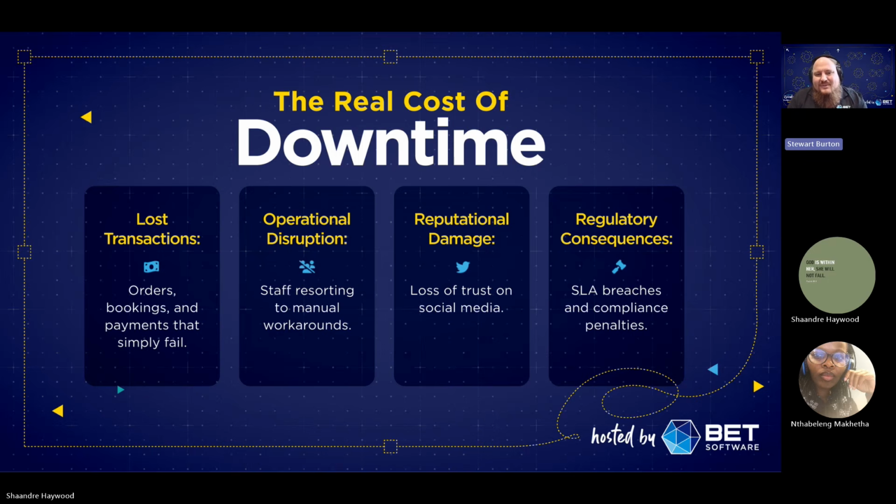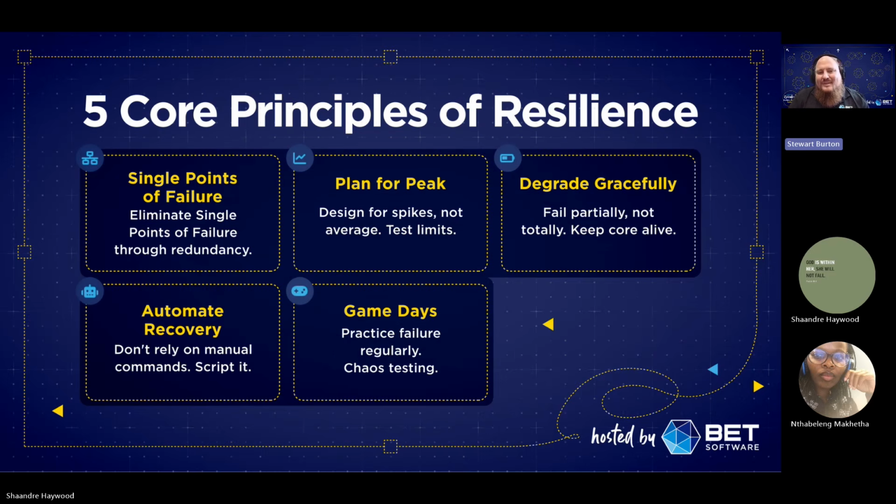It should be designing for system resilience. Resilience doesn't begin when the first alert fires. It begins with how we design and evolve our systems. I like to frame resilience around 5 core principles. Number 1, eliminating single points of failure. 2, plan capacity for peak and not average. Number 3, design for graceful degradation. 4 is automate your recovery paths. And then 5 is practice failure, which I think is important. So game days and chaos testing.